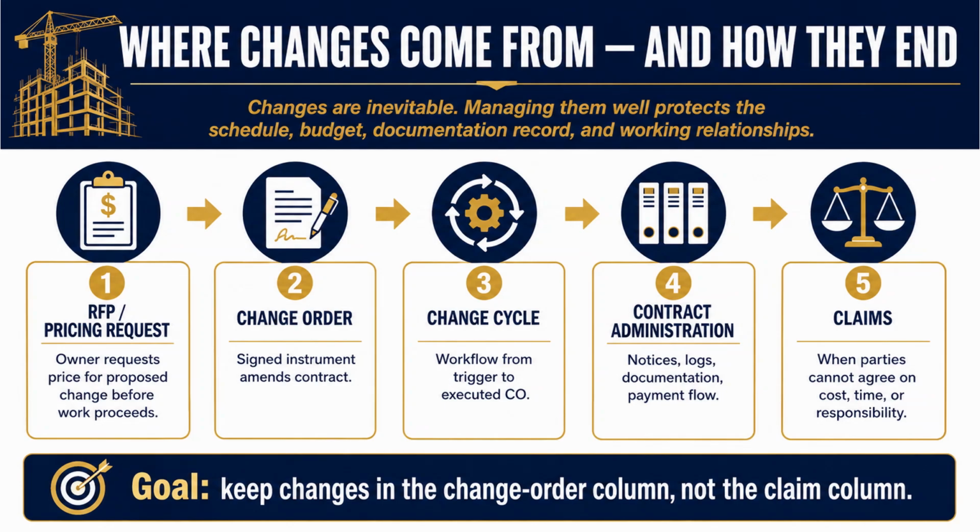And here's the goal, stated as plainly as it can be. Keep changes in the change order column, not the claim column. That's it. That's the whole philosophy. A change handled well stays a change order. Agreed, priced, signed, everybody moves on. A change handled badly slides into the claim column. Disputed, escalated, lawyers, strained relationships, money tied up for years. Your entire job in change management is to keep things on the left side of that line. Let's walk each step and see how.